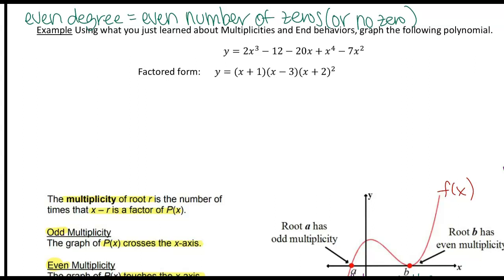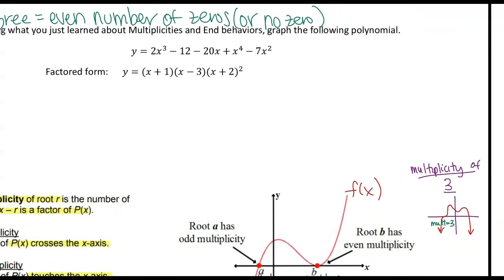What's a zero, by the way? X-intercept. So please don't look at me crazy when I say zero. An odd degree is going to have an odd number of zeros. I'm supposed to say zeros, guys, but my hand is not cooperating today. So for even degrees, you're going to have an even number of zeros. For odd degrees, you're going to have an odd number of zeros.